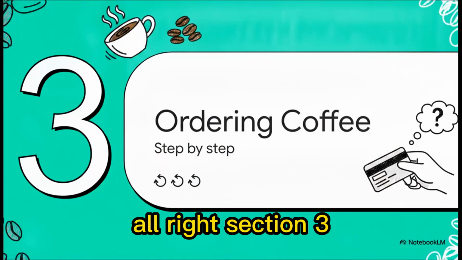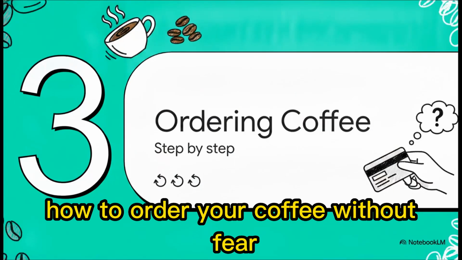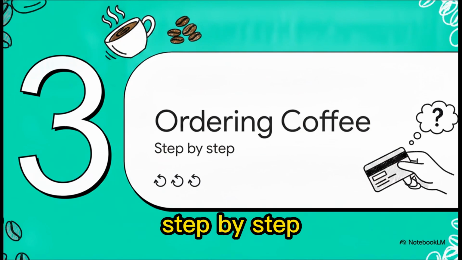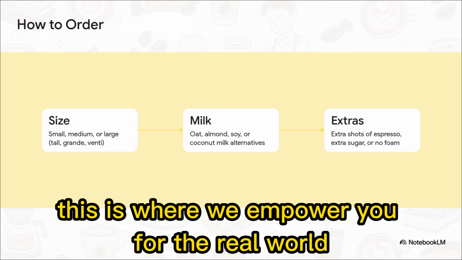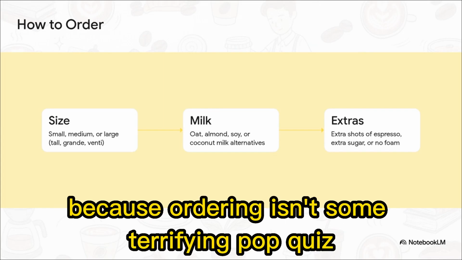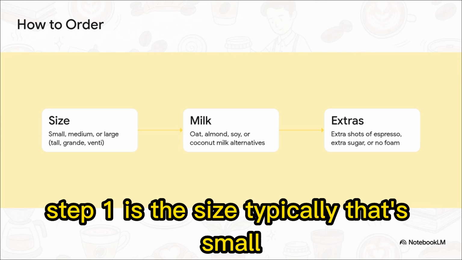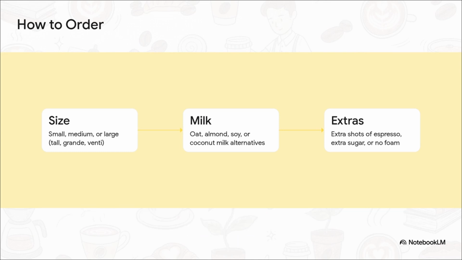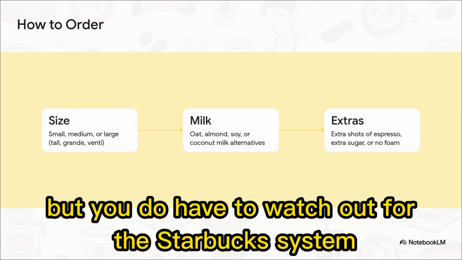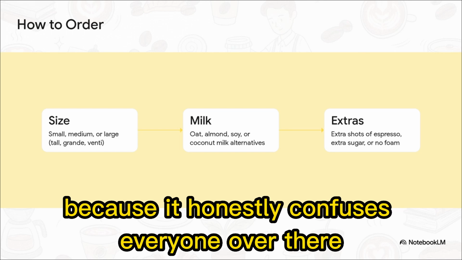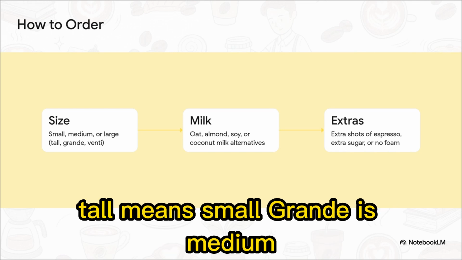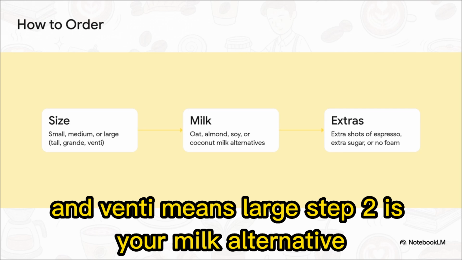All right, Section 3, how to order your coffee without fear, step by step. This is where we empower you for the real world, because ordering isn't some terrifying pop quiz, it's just a predictable sequence. Step 1 is the size. Typically, that's small, medium, or large. But you do have to watch out for the Starbucks system, because it honestly confuses everyone. Over there, tall means small, grande is medium, and venti means large.